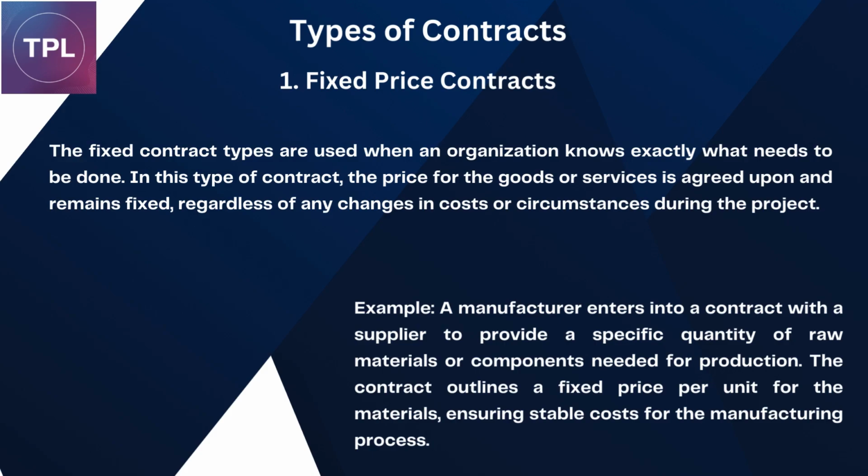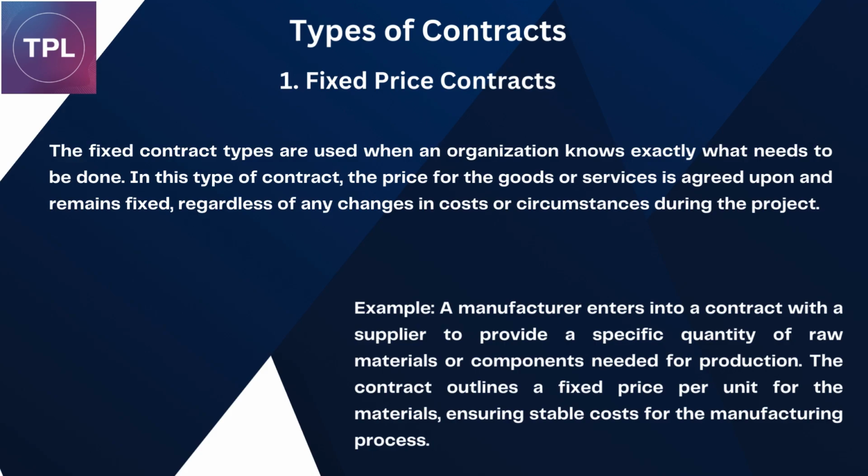1. Fixed price contracts. The fixed price contract type is used when an organization knows exactly what needs to be done. In this type of contract, the price for the goods or services is agreed upon and remains fixed, regardless of any changes in costs or circumstances during the project.